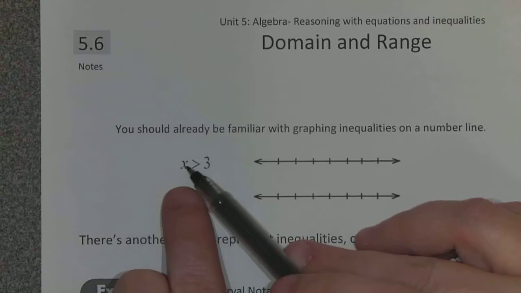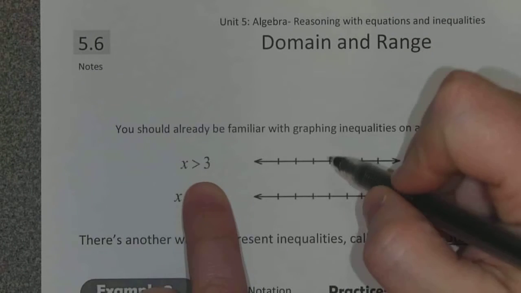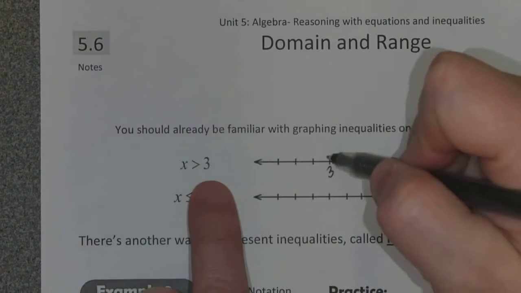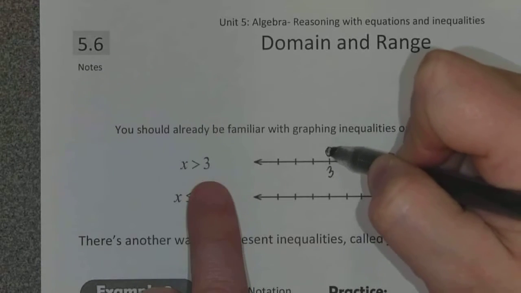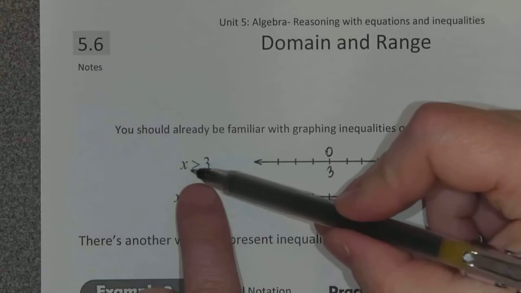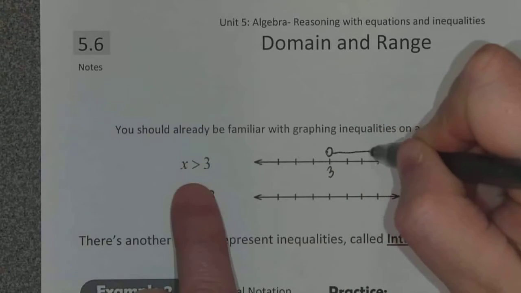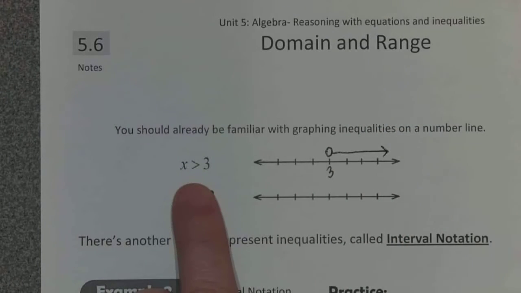So this right here, x is greater than 3. What I'm going to do is start out with 3 on my number line. I'm going to put an open circle there because it's not equal to, and then I'm going to shade all my x's that are greater than 3, so I'm coming in the positive direction, to the right.